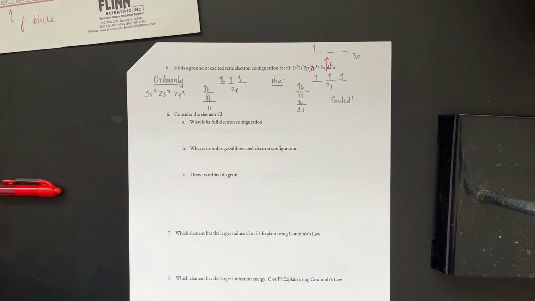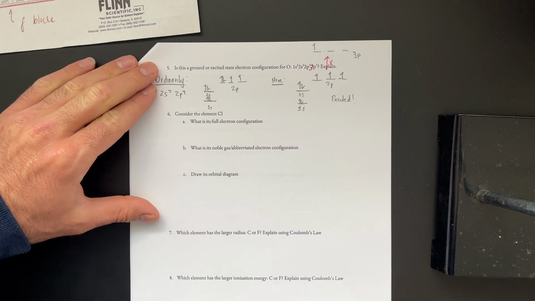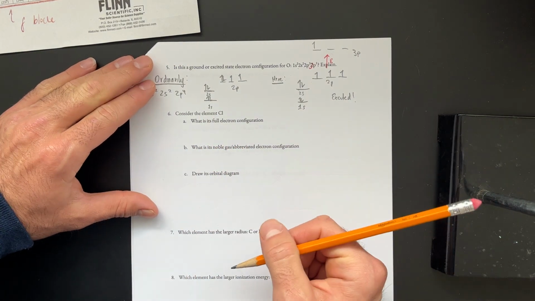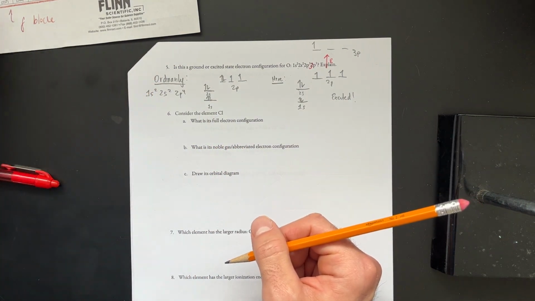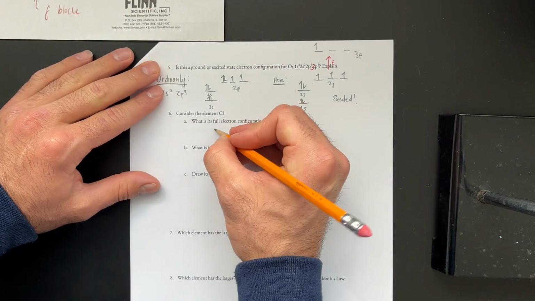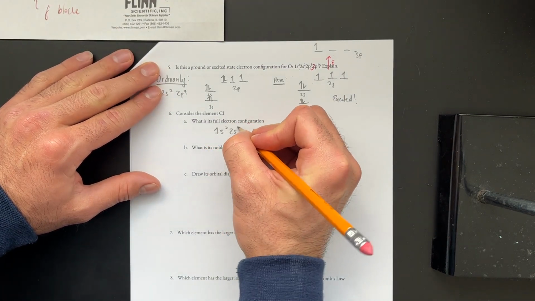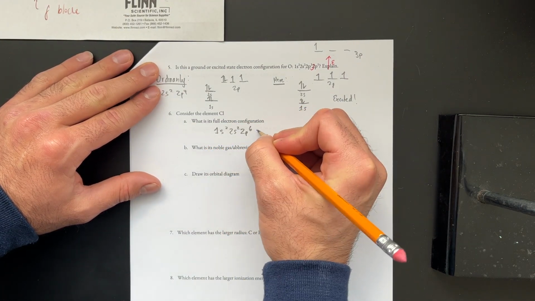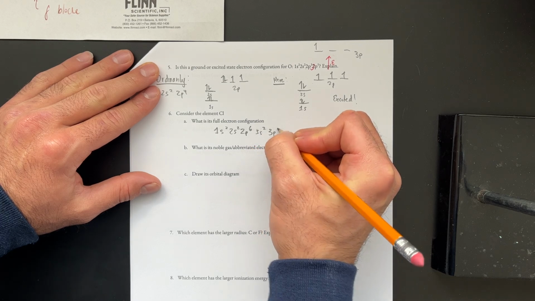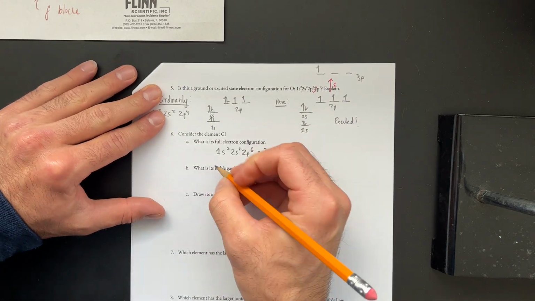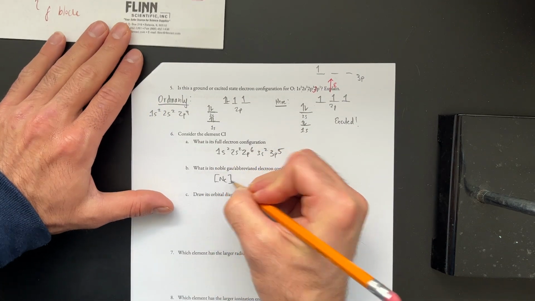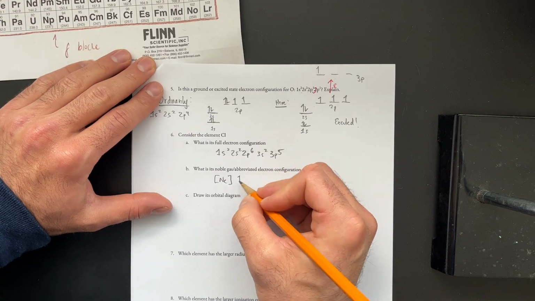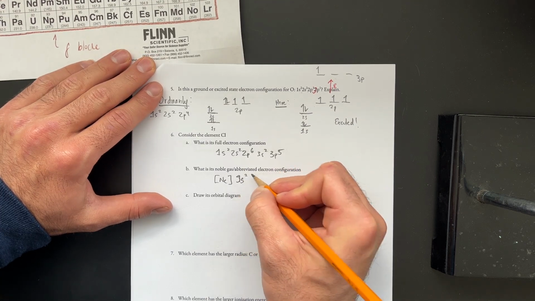Consider the element Cl. What is its electron configuration? So I'm not gonna, actually fine, I'll write it. I just don't want this video to be too long. But so I'm not gonna explain again how to do electron configuration. I'm just gonna write it out. 1s2, 2s2, 2p6, 3s2, 3p5. The abbreviated noble gas configuration here is going to be Ne, and then it's going to be 3s2, 3p5.